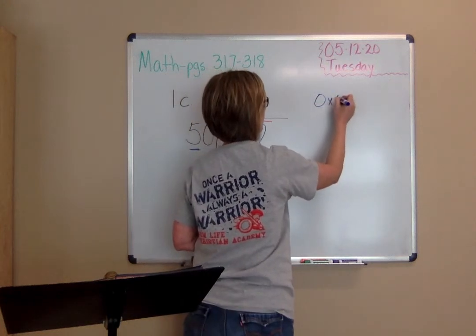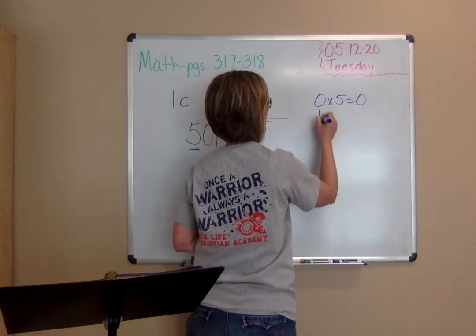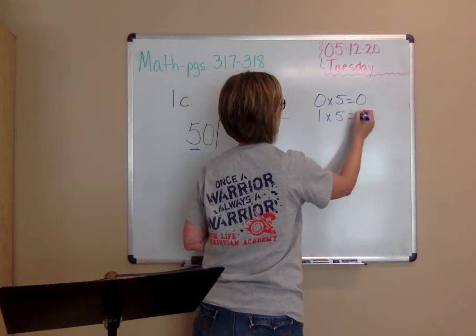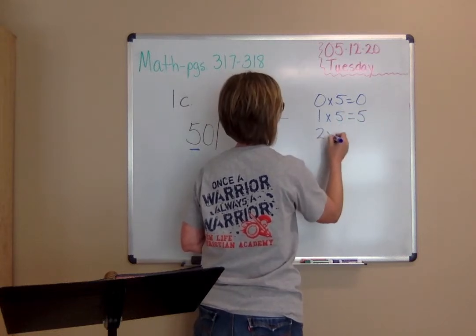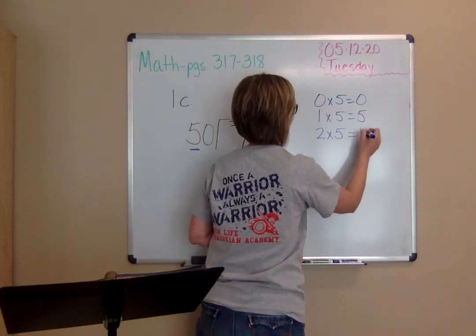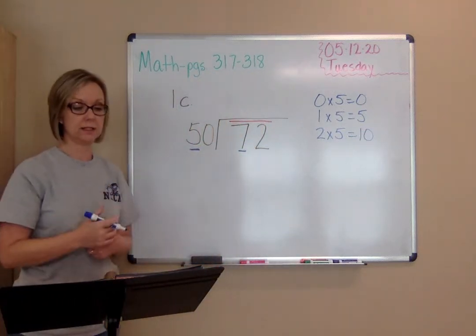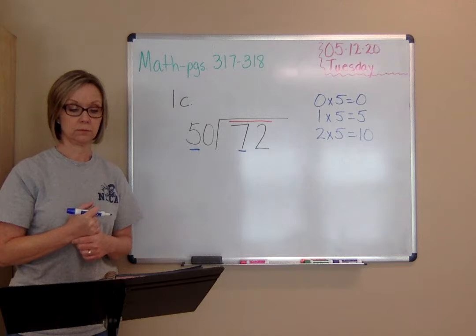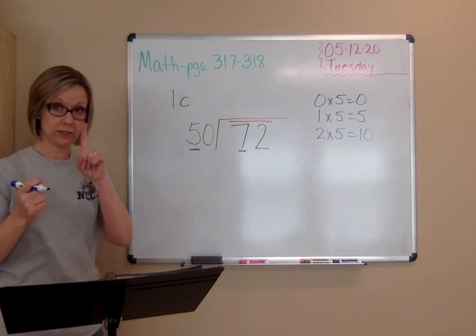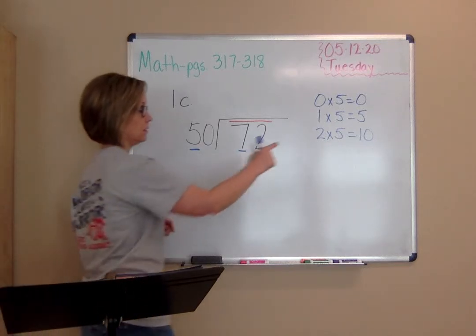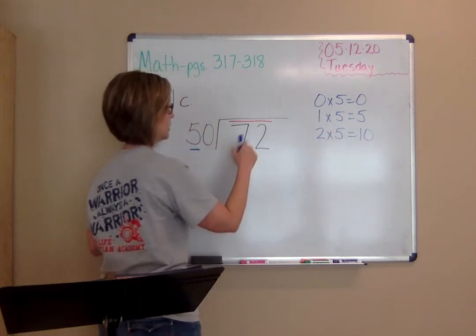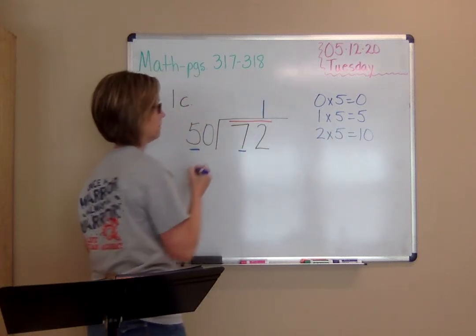0 times 5 equals 0. 1 times 5 equals 5. Going back to these tables. So how many 5s are in 7? 1. That's right, just 1. 2 is 10. That's too much. So we're going to put 1 up here.